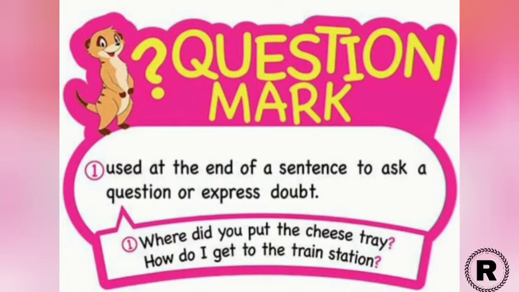For example, where did you put the cheese tray? Somebody wants to have the information about the cheese tray. Where is the cheese tray? Next one, how do I get to the train station? So this is expressing some doubt. In this way, we use the question mark when we have to ask something. Every time we want to get some information, at the end of that sentence we always put a question mark.